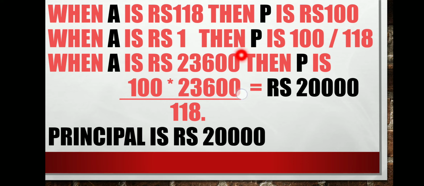Now we'll calculate by using the unitary method. When A, that is amount, is rupees 118, then principal was 100 rupees. When amount is rupees 1, then what would be the principal? 100 by 118. And if amount is rupees 23,600, which is given in the sum, then what would be P? P would be 100 into 23,600 divided by 118, and that comes to rupees 20,000. So principal is 20,000. Let me show you the working.